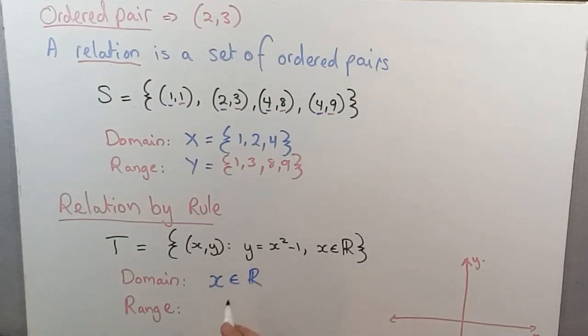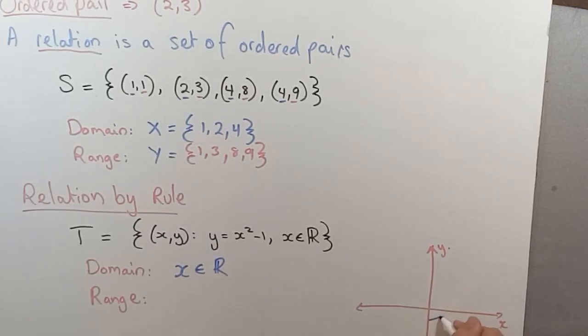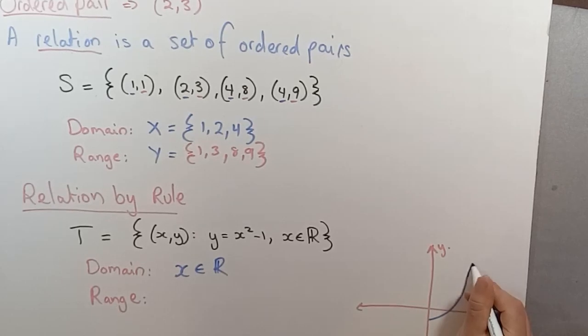Okay, and our range, the Y values here. So let's have a look at what we get. I'll just graph this. So for X is an element of R, X squared minus 1, we've got a parabola that is, hopefully that looks okay.